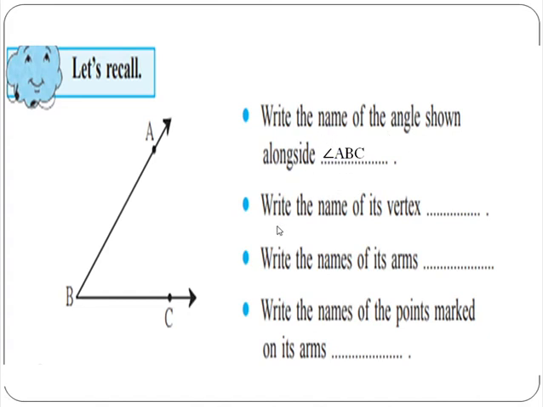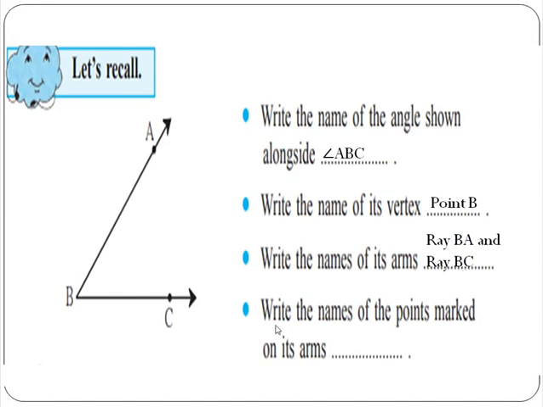Now next question, write the name of its vertex. Here the vertex is point B. So we will write here point B. Write the names of its arms. The arms are ray BA and ray BC. So, ray BA and ray BC are the arms of the angle ABC.